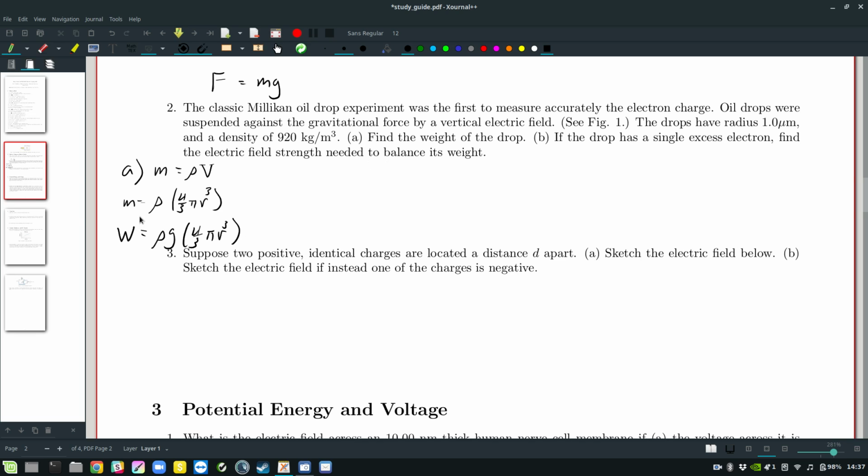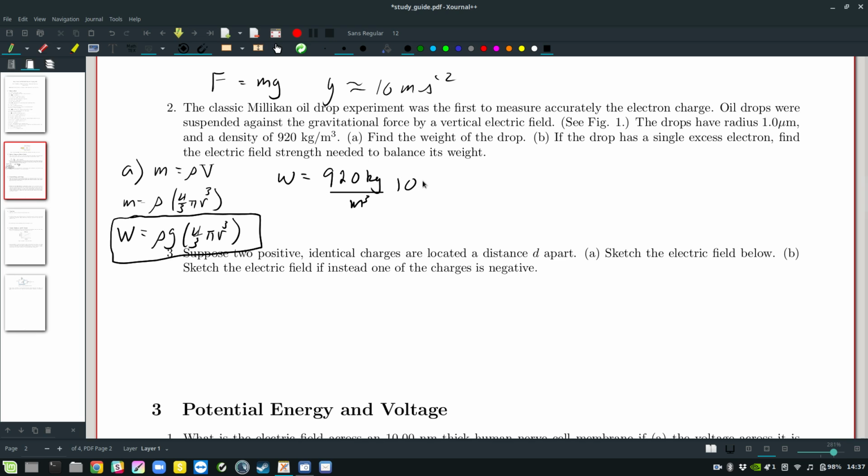So at that point, I'll return back to the algebraic expression and solve for the electric field first before moving forward. So the weight here will be the density rho, which is 920 kilograms per meter cubed. And then g, let's say, is 10 meters per second squared. And then 4/3 pi, or 4 pi over 3. Now we come to r cubed, but remember that the droplets have this radius in micrometers, which, as we described earlier, is actually 10 to the minus 6 meters.